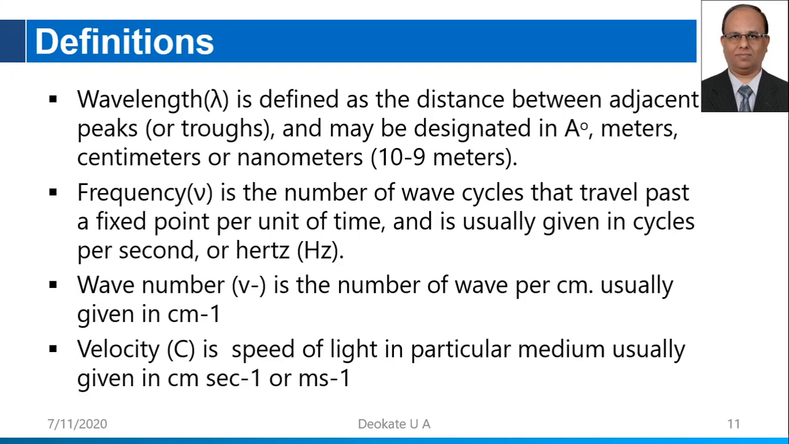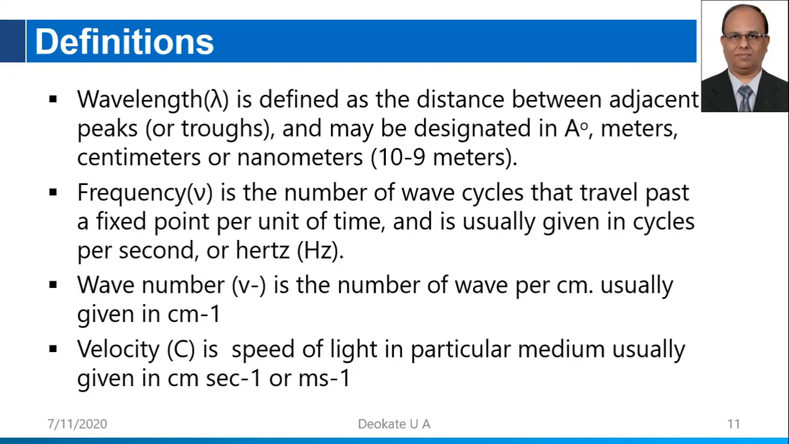Another parameter or characteristic is the wave number. In many spectroscopy methods, we are using this wave number. It is denoted by small v bar, with the minus sign on the top of this v. It is the number of waves per centimeter. It is usually given in centimeter inverse. So in 1 centimeter, how many waves are sitting, that we are calculating, that is called the wave number.